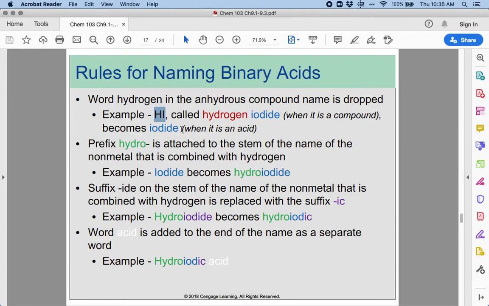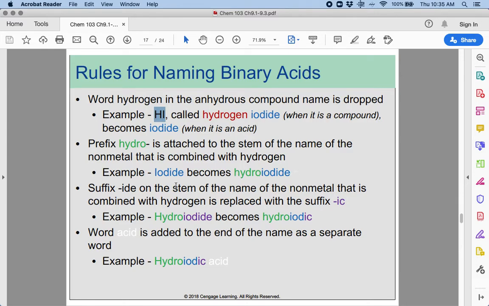But if we see HI aqueous, we know, like we said, aqueous is going to mean that it's an acid. So it's going to have a different name. The first thing we'll do is, instead of hydrogen, we're going to make it hydro. Okay? And the iodide will remain the same. So now we have hydroiodide.